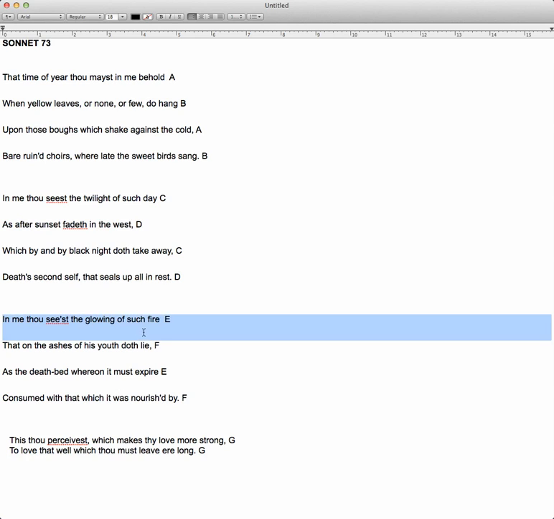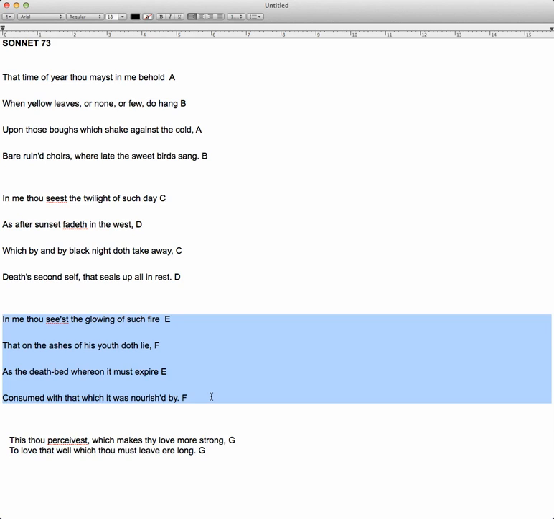In me thou seest the glowing of such fire, that on the ashes of his youth doth lie, as the deathbed whereon it must expire, consumed with that which it was nourished by. Oh, wow, this is sounding even more dire here.